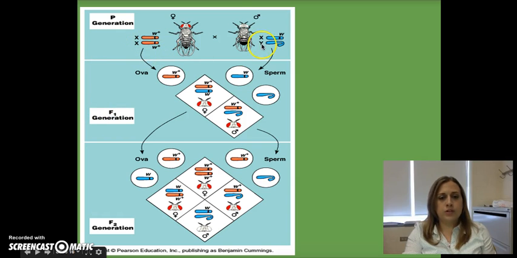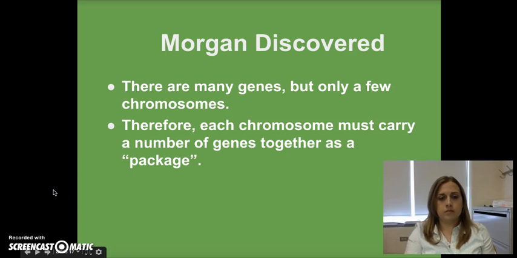This is just, again, kind of a diagram explaining what happened. So you have the P generation, so you have your red-eyed female with your white-eyed male. When you cross them, you get the F1 generation. So all of the individuals here have red eyes. Now you cross a female and a male from the F1 generation, and what you find is you get the 3-to-1 red to white eyes. However, it's only the white eyes that are male.